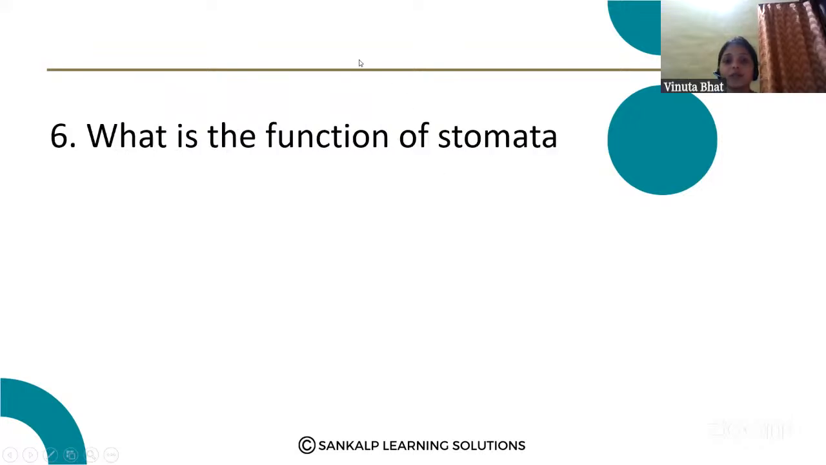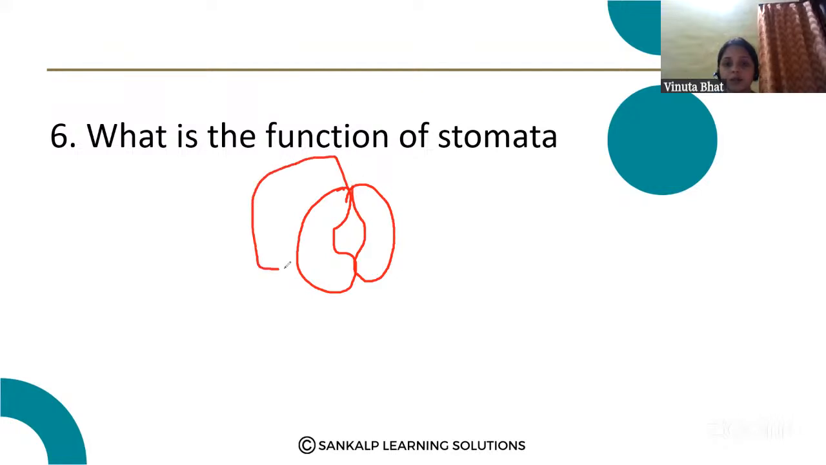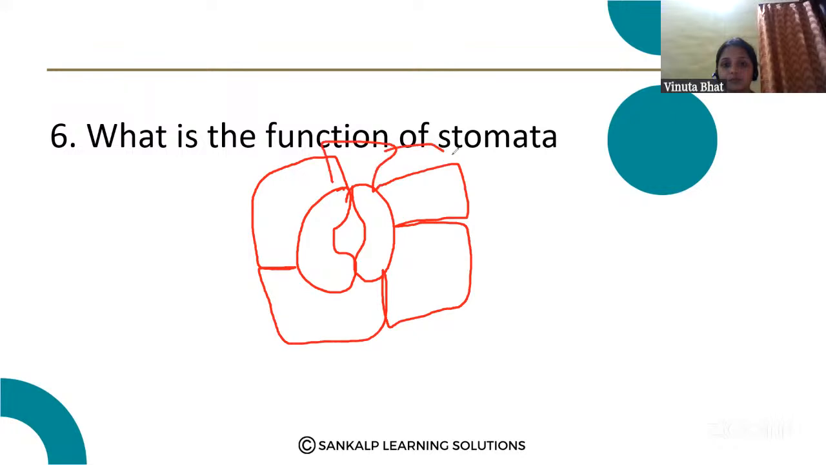What is the function of the stomata? Question number 6. What is the function of the stomata? You know that stomata have bean shaped cells like this. So they are called guard cells, and these are the subsidiary cells. Okay. Next, so this is the rough diagram. This is the stomatal pore and these are the guard cells.